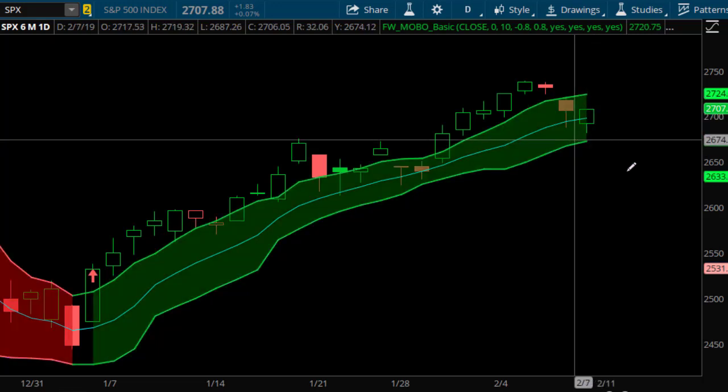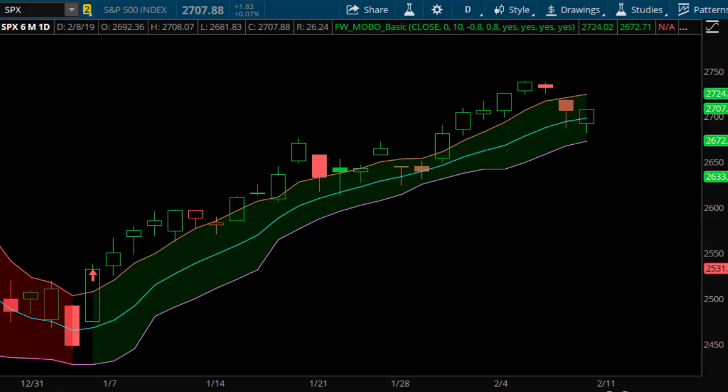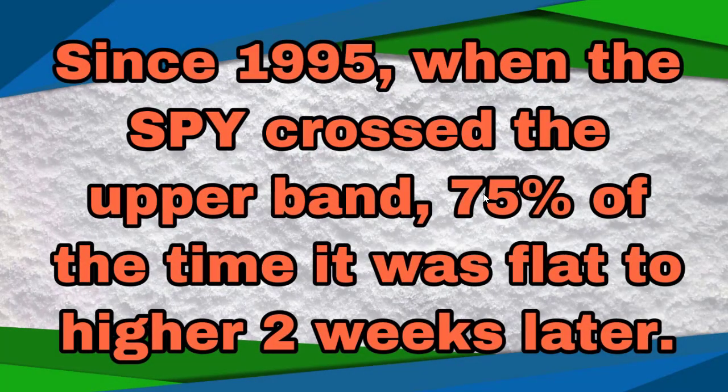So remember the statistic. Let's go back to the stat. The stat says that 75% of the time it was flat to higher 2 weeks later. But remember, we didn't take the trade off that weekly close. We were a week behind. So 7 days later, which would be Friday this week, is when we traded that.